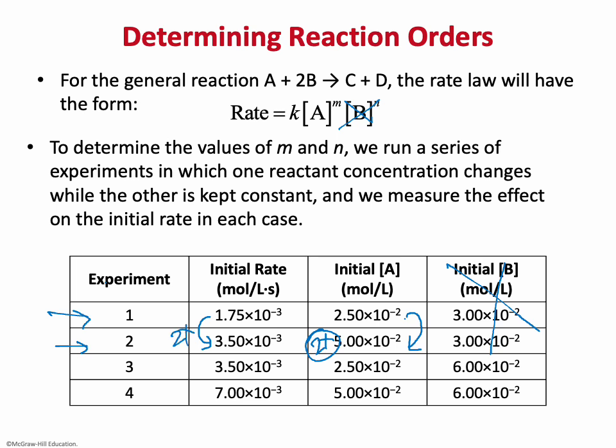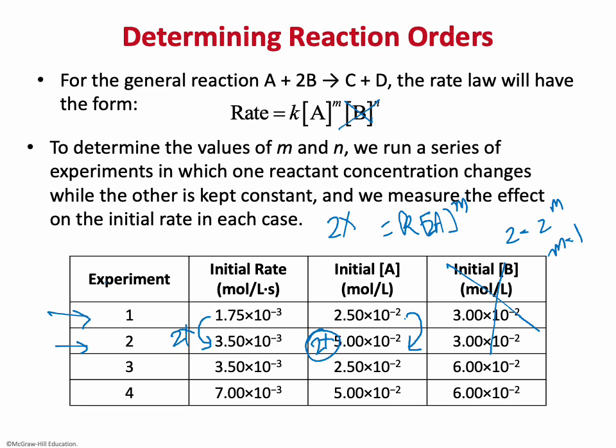So when you double A, the rate also doubled. When the rate became 2 times, equals K, and A also became 2 times, to the power of M, which means 2 equals 2 to the power M. So what is my M? 1. So you can do this in your head as well. In this case, M is 1.